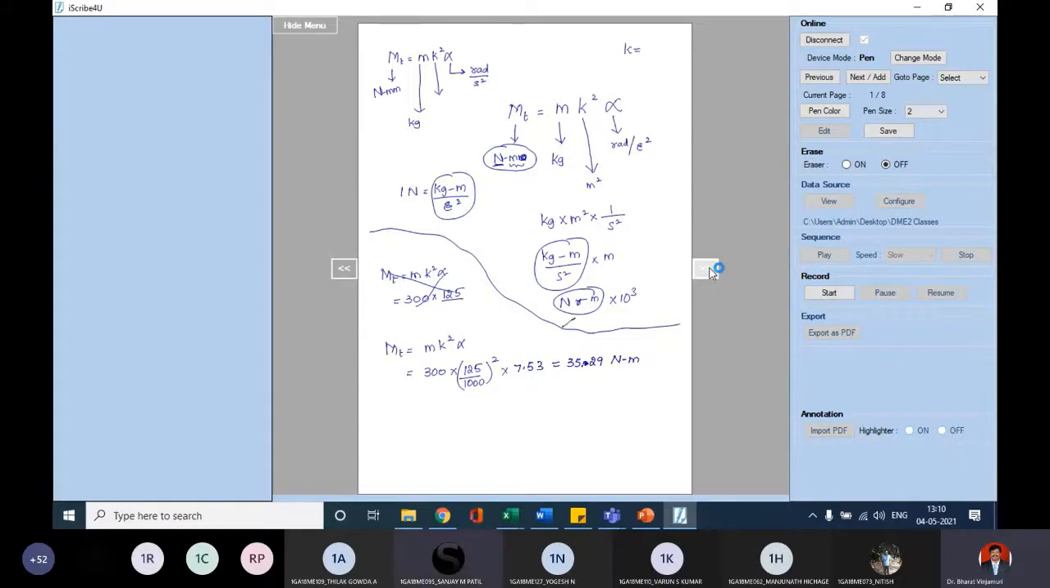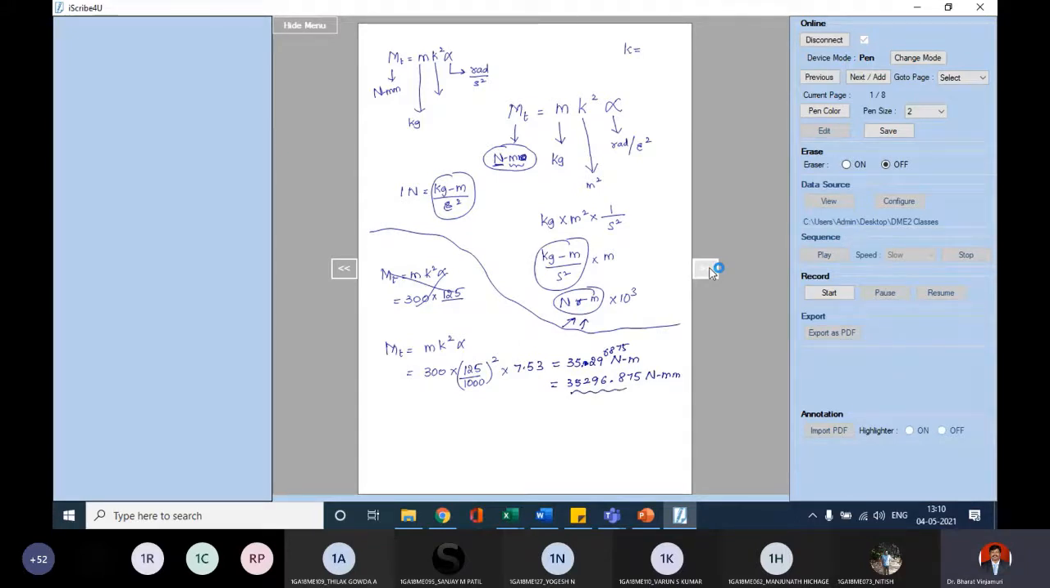See, that is what I have mentioned here. Newton meter. So once again multiply by 10 power of 3. The actual answer is 35.296875. So multiply by 1000, and you have got 35296.875 Newton mm. So torque has been given.